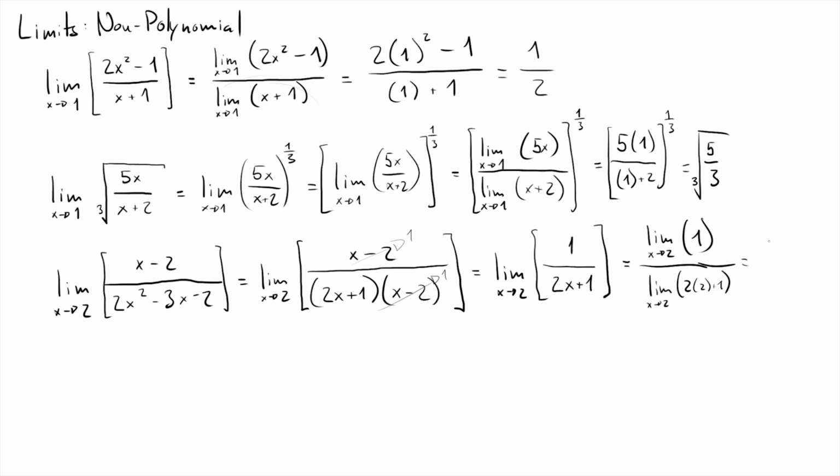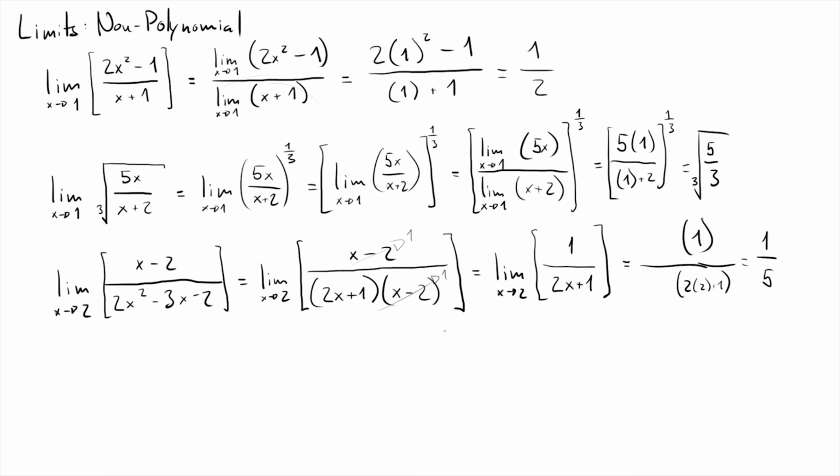And that's just going to be equal to 1 over 2 times 2 is 4, and 4 plus 1 is 5. I suppose these limits here actually are not necessary, because now we're actually solving the limits, so we don't need to write limit at all. Okay? Wonderful. So our answer is, quite simply, 1 over 5.